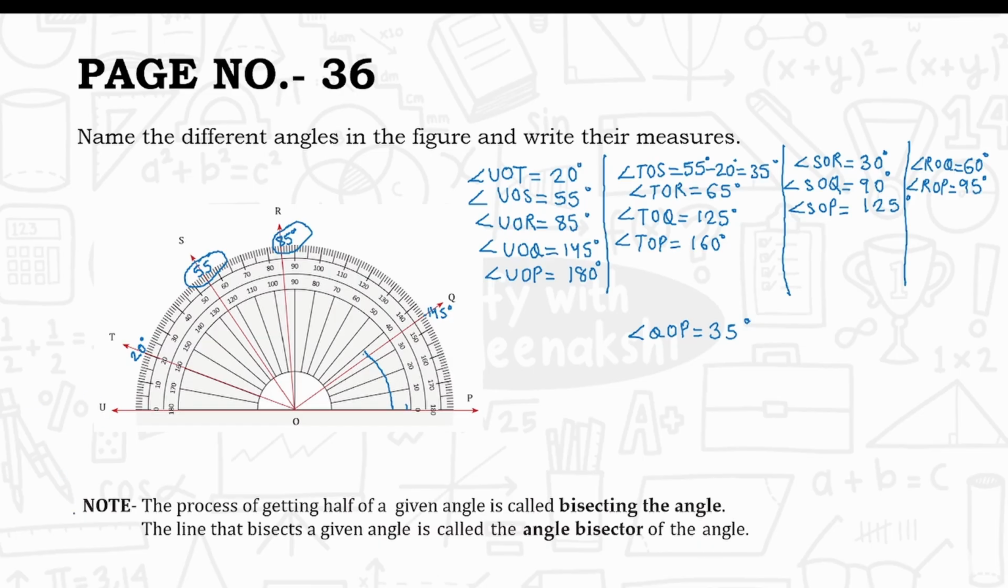I want to tell you one note here: the process of getting half of a given angle is called bisecting the angle. Example, suppose this angle is 30 degree. If I fold this angle, or you can say divide this angle in two halves, that is 15 degree. So we can say that this line L bisected this whole angle. This is the angle bisector concept, when the line L divides the given angle into two angles of 15 degree each. You should know this definition as it's written in your book.